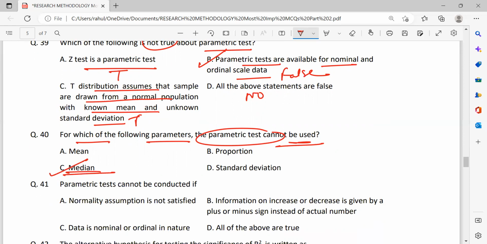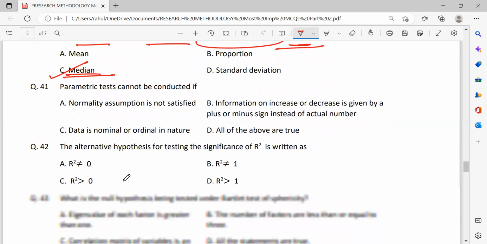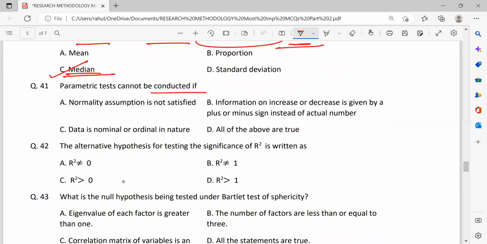Question number 41. Parametric test cannot be conducted if normality assumption is not satisfied. Yes. Information on increase or decrease given as plus or minus instead of actual number. Yes. Data is nominal or ordinal in nature. Yes. So all of the above is true. All of the above are true.